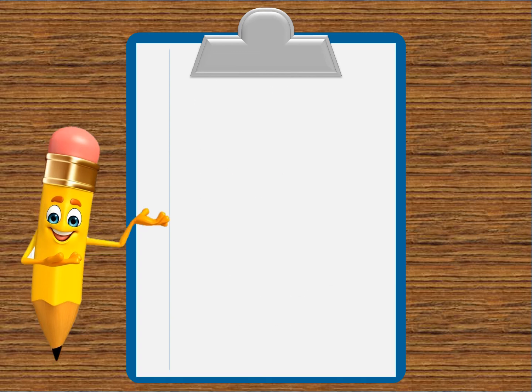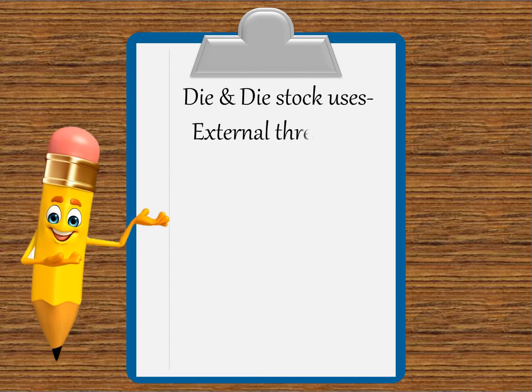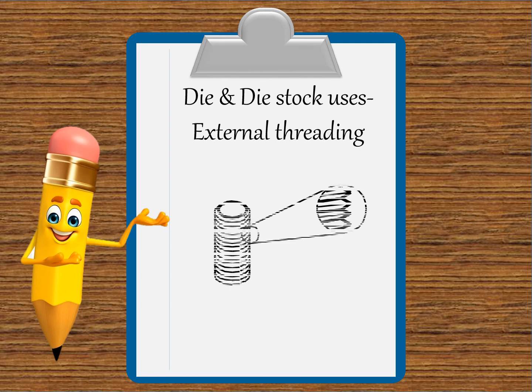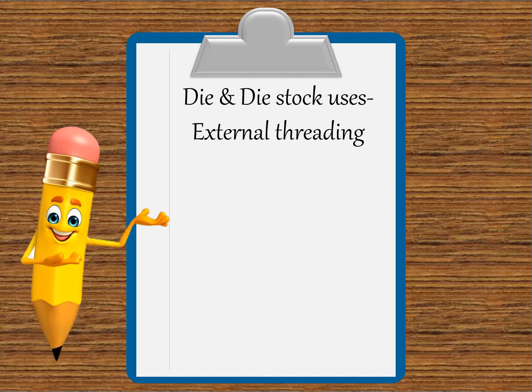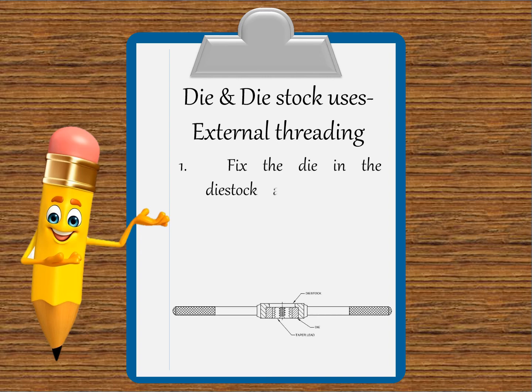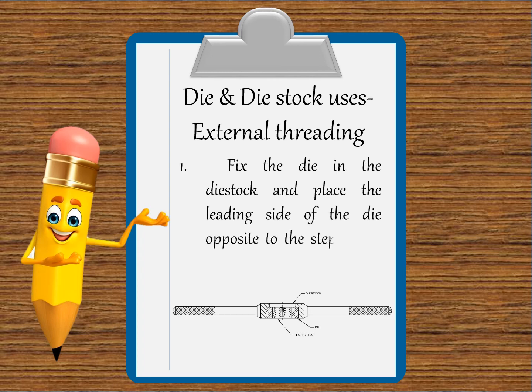Next we are going to see about uses of die and die stock. The die and die stock is used to make external threading. Now see about the procedure for making external thread using die and die stock. First, fix the die in the die stock and place the leading side of the die opposite to the step of the die stock.